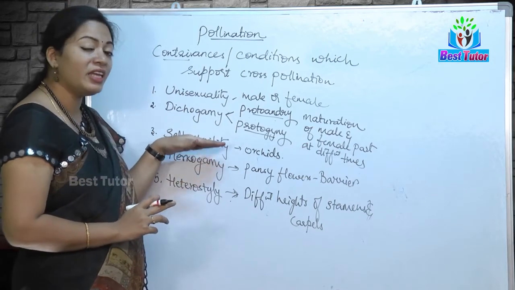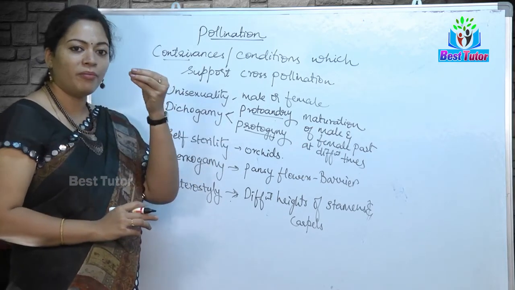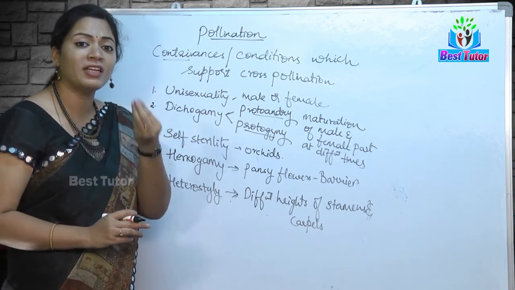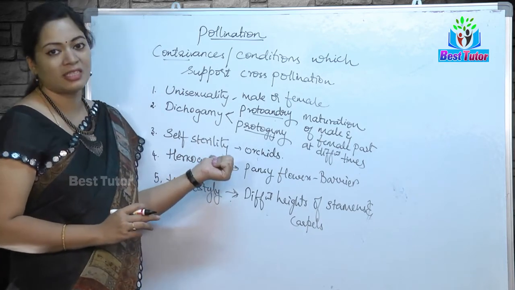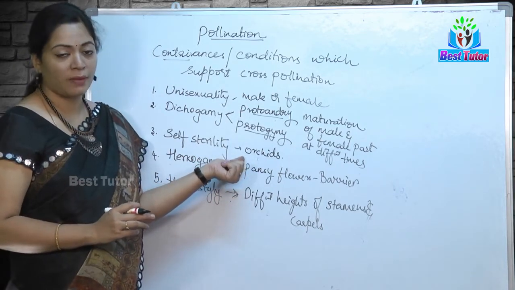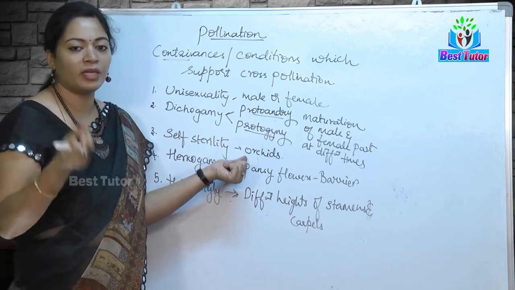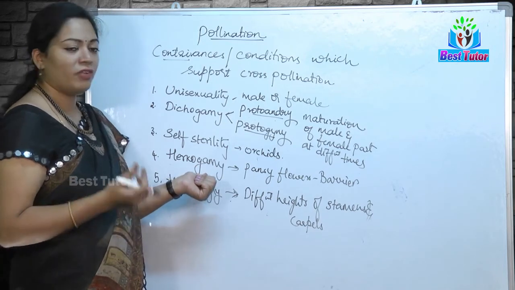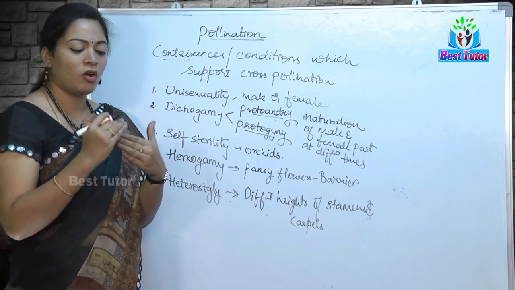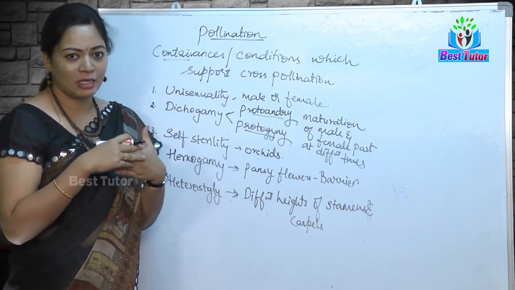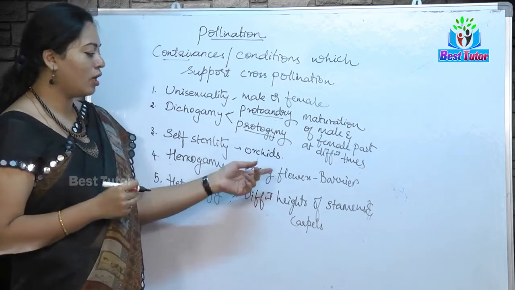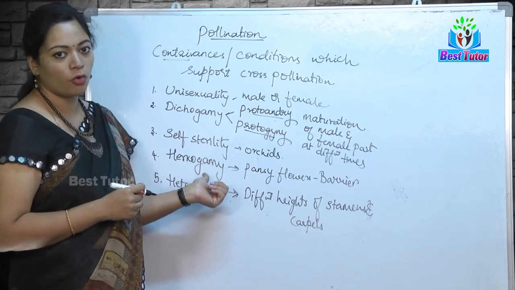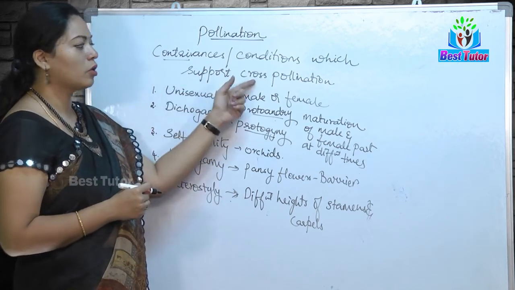The self-sterility. Self-sterility means the pollen grains are not able to fertilize the same flower. They are not able to pollinate the same flower. Such condition is called self-sterility. Example, orchids. The same pollen cannot help in pollination of the same flower. Then we have hercogamy. Hercogamy means we have something which is acting like a barrier, not allowing the pollen grains to fall on the stigma of the gynoecium. Such a state is called hercogamy. Examples, pansy flowers. They cannot go for self-pollination, so the flowers go for cross-pollination.